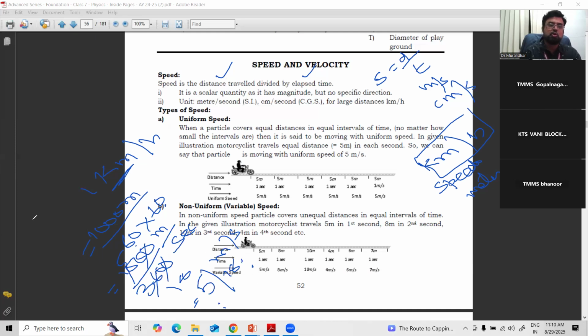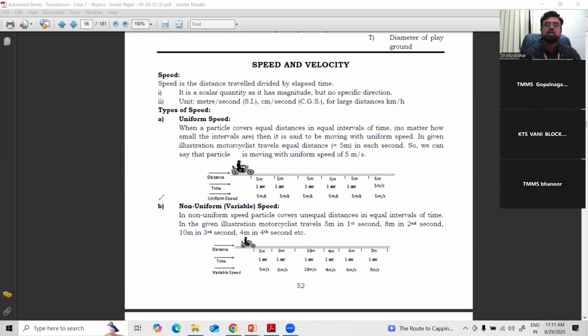Or 1 meter per second is equal to 18 by 5 kilometer per hour. Very, very important conversion, even in the IIT exam also. Right? 5 by 18, 18 by 5. If you want to convert kilometer per hour into meter per second, we have to multiply the given number by 5 by 18. If you want to convert meter per second into kilometer per hour, you have to multiply by 18 by 5. That is the largest unit of speed, used when it is a very long distance. Small speeds you can measure in meters and centimeters only.